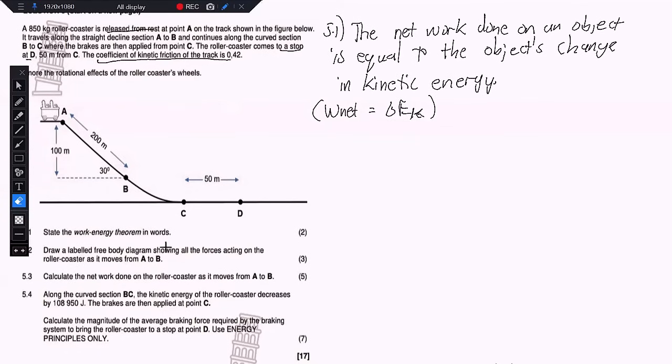Draw a labeled free body diagram showing all the forces acting on the roller coaster as it moves from A to B. And then there's 3 marks, meaning 3 forces, right? So what are we supposed to do? We can start with the incline just to make sure that everything is nice and clean.